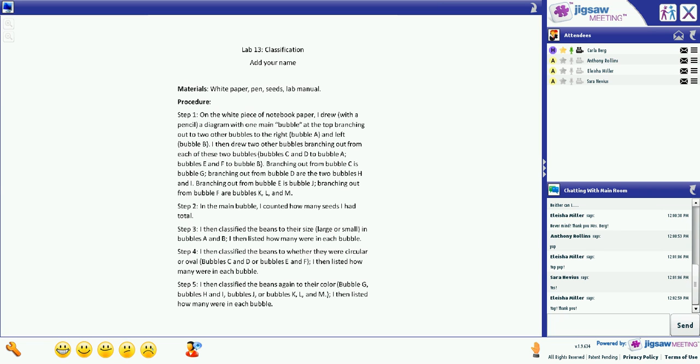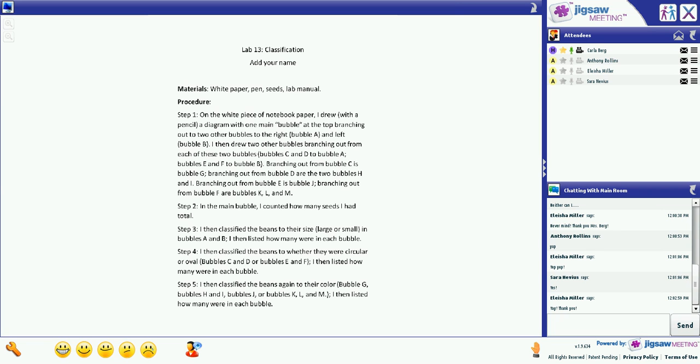Another way you could have written this was as a bulleted list, or columns. That would have been fine. Or if you wanted to, you can put the heading materials and then write, in this lab, we used, and list what you used: white paper, pen, seeds, and a lab manual, period. Either way is fine. My personal opinion is the simpler, the better. So I would just list it right like this.